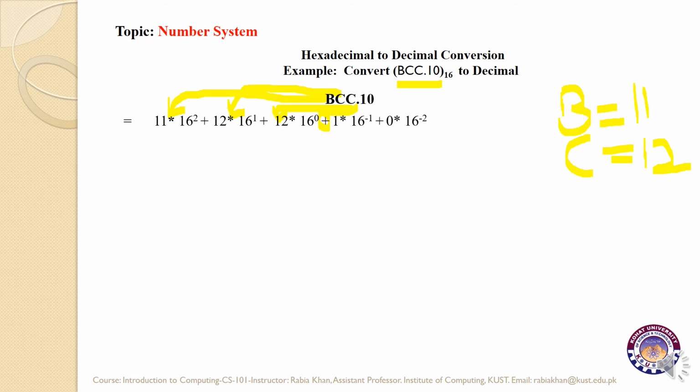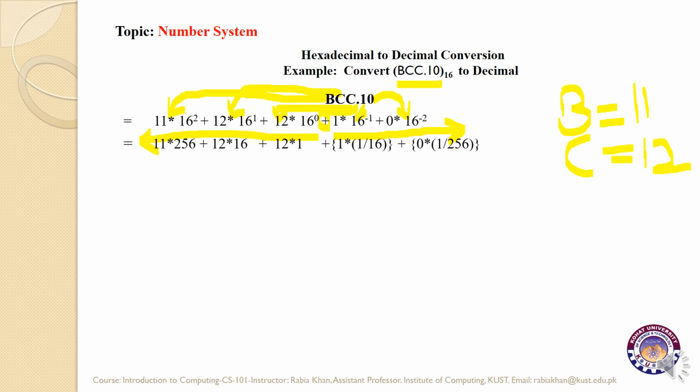So the fractional part, the first digit in the fractional part is digit 1. So it is multiplied by 16, the power of 16 is -1, and then next digit is 0. It is multiplied by 16, the power of 16 is -2. So the multiplication process for the fractional part moves from left to right, while for the integer part it moves from right to left. After clearing up the powers, these are the results.